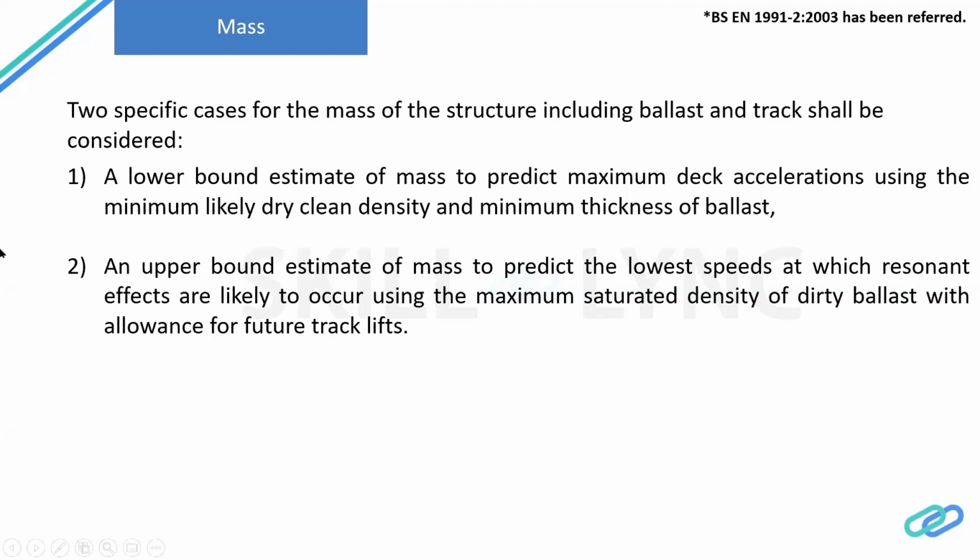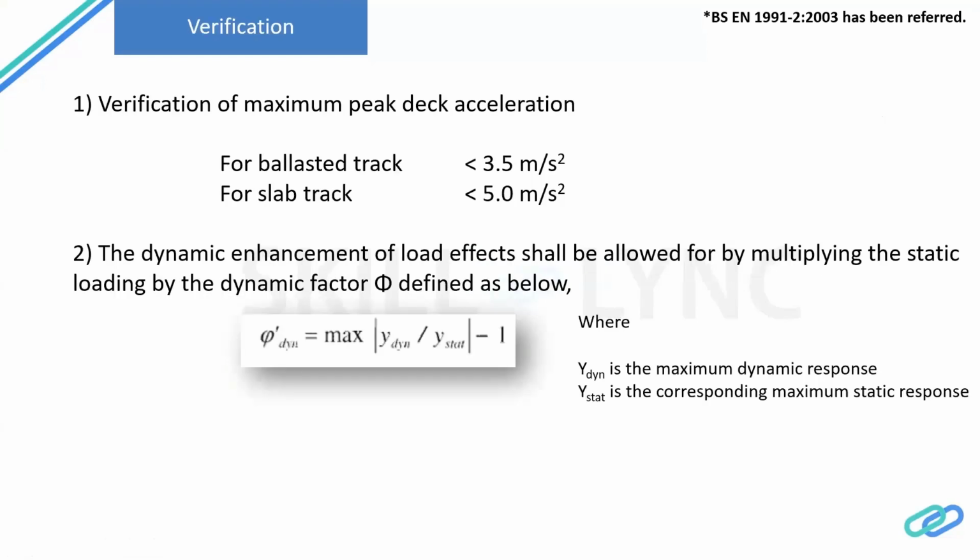So the code specifies that for the lower bound, estimate the mass to predict maximum deck acceleration using minimum likely dry density and minimum thickness of ballast. The second case, the upper bound, is to predict the lowest speed at which the resonance effects are likely to occur, using maximum saturated, dirty ballast. For these two cases, we need to perform the dynamic analysis. Then the final one is the verification.